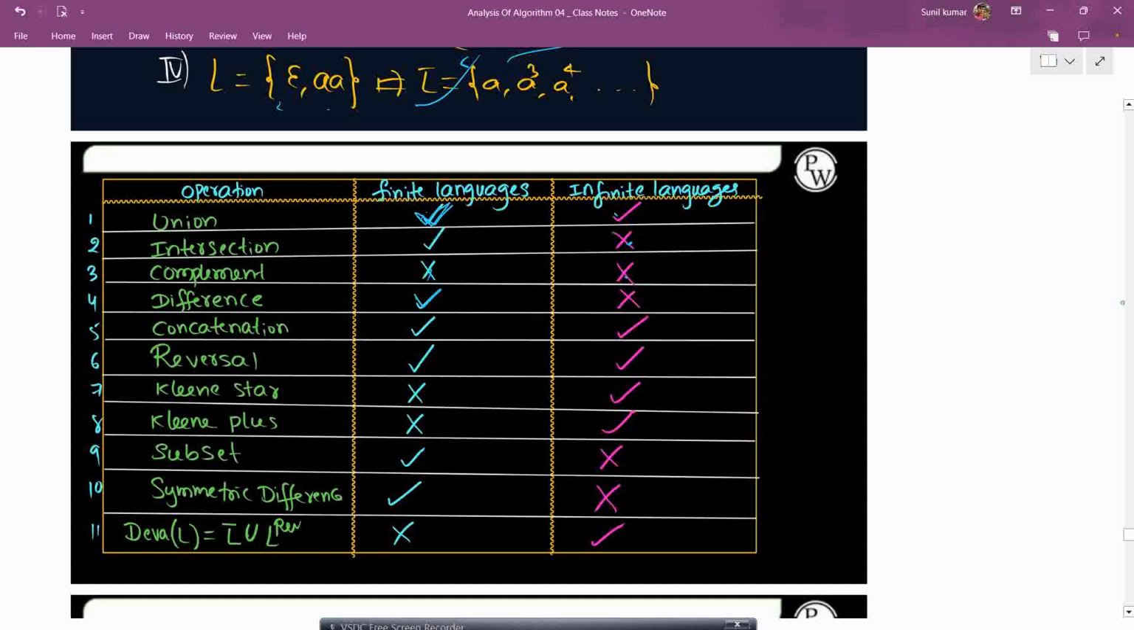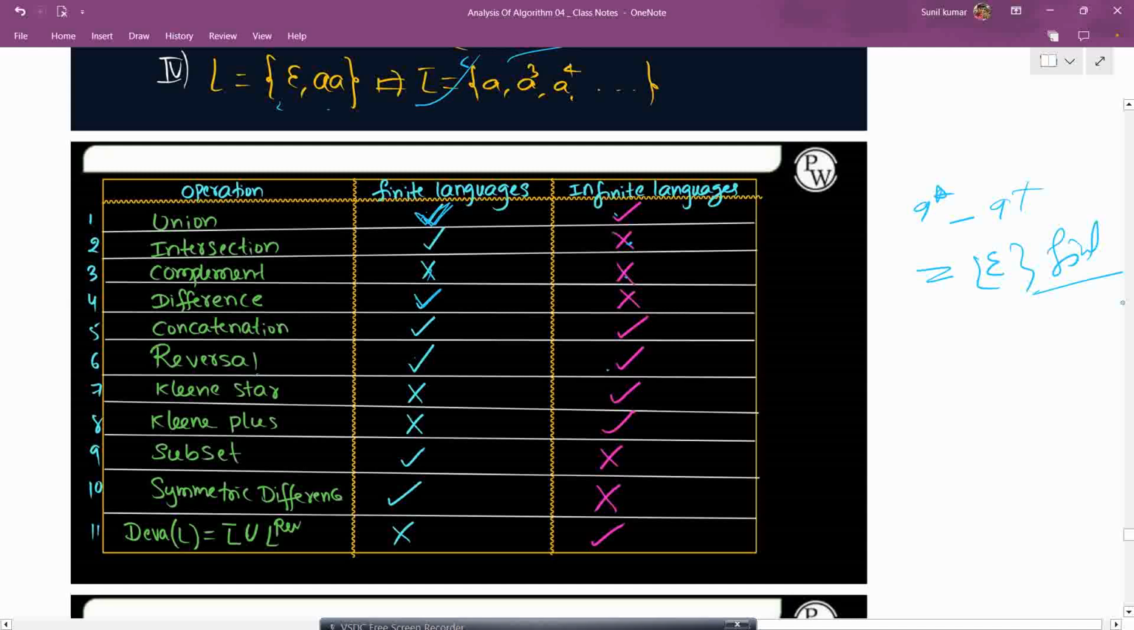How? Let's say infinite is a star minus, and these are b star. It would be what? No, I will say a star minus a plus. So it would be epsilon. This is finite. Alright, so this is not closed. Difference is no. Concatenation: finite, finite, finite, infinite, infinite, finite, infinite. Alright. Reversal is not a big deal.